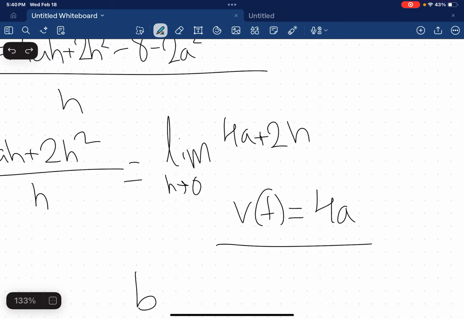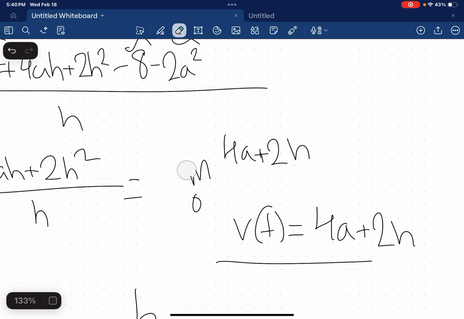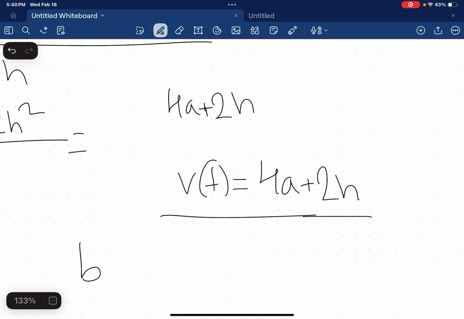Whoa, quick mistake, sorry. The only mistake here was it was asking for the average velocity in part A. In that case, we do not take the limit as h approaches 0. We're just going to use first principles, but we're not taking any limits here at all, because that's asking for the average velocity. Part B is asking for the instantaneous velocity, which in this case, we do take the limit.